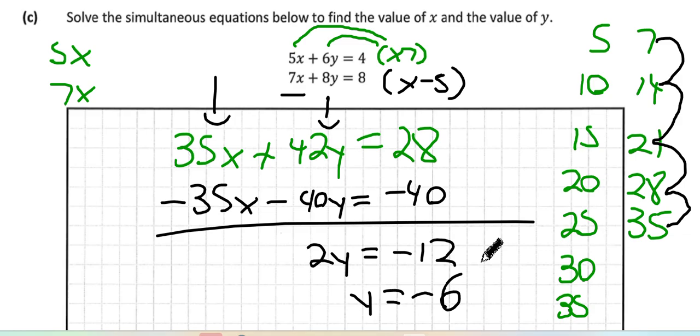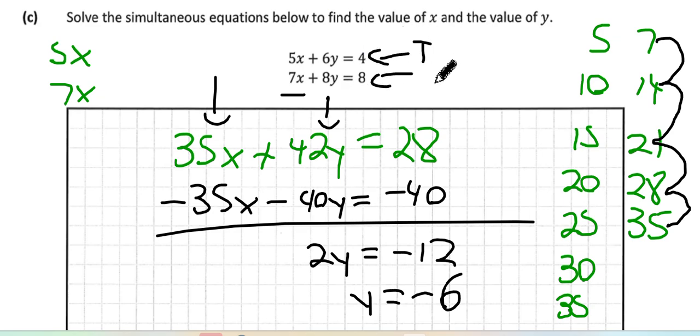What answer are we missing though? We have y, do we not? We need the other one. What's the other one? X. Your choice. Which one would you want to pick? Top or bottom? Your choice. Top.